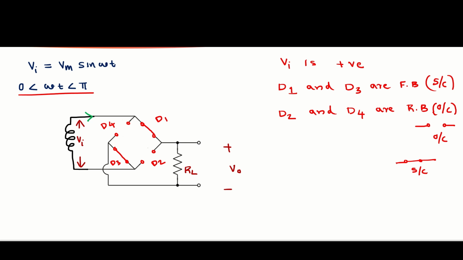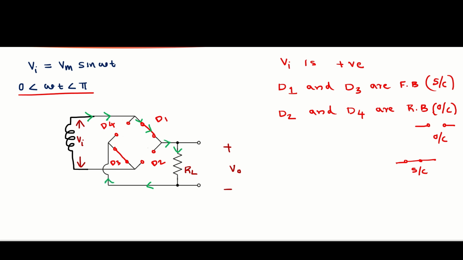Remember that current always chooses a low resistance path, and current always flows through a closed circuit path. The circuit should be closed, then only can current flow. So in this diagram, the current starts from here, then flows through D1. It never goes to D4 because D4 is open circuited. So the current can't flow through D4. The current chooses the D1 path. So D1, then RL, then this path.